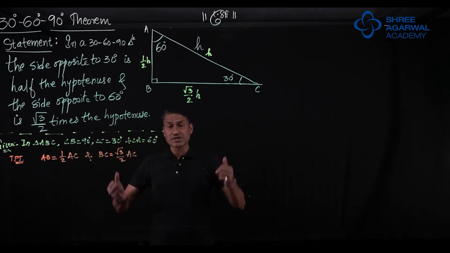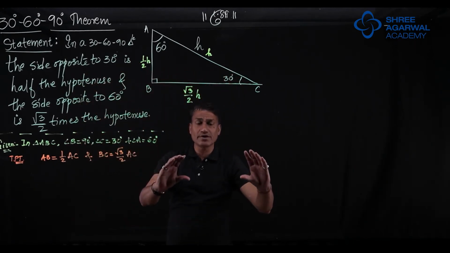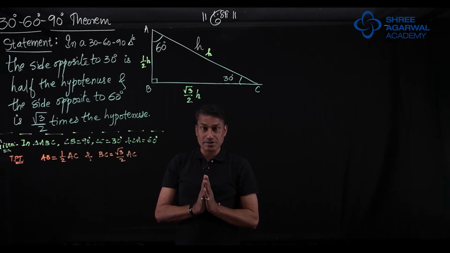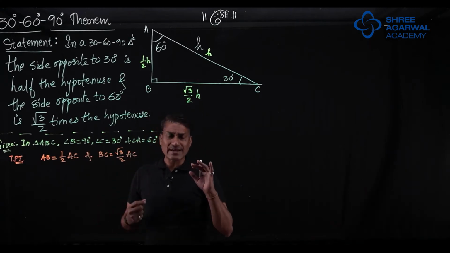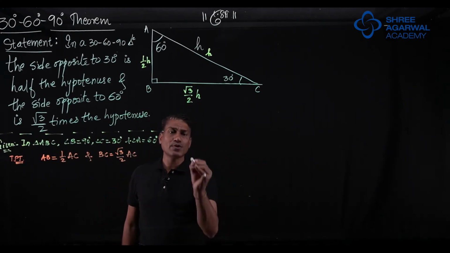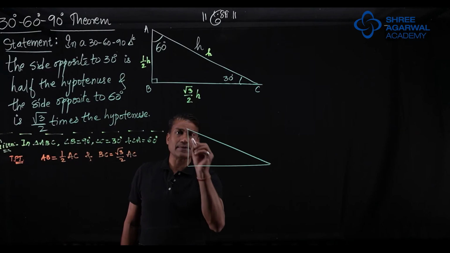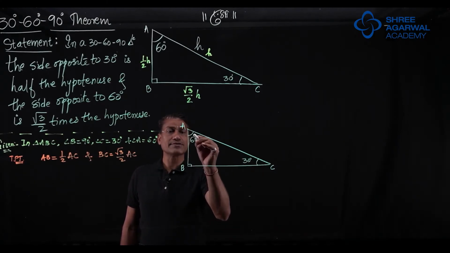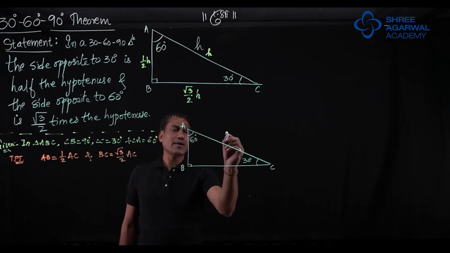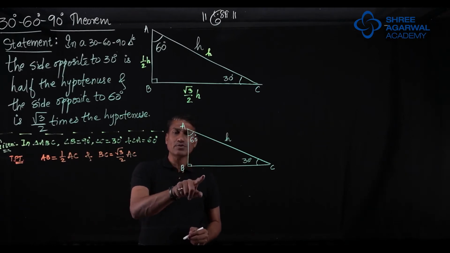Now for this we will have to do some construction. This was for the theorem. Now I will be drawing this here and we are going to do the construction. You have to be very attentive and see what I am doing. I will draw the diagram slightly smaller because we have to fit it here. So this is right triangle ABC. This is 90 degrees. This is 30 degrees. This is 60 degrees. Let this be hypotenuse h. We have to prove that this is half of h and this is root 3 upon 2 times h.